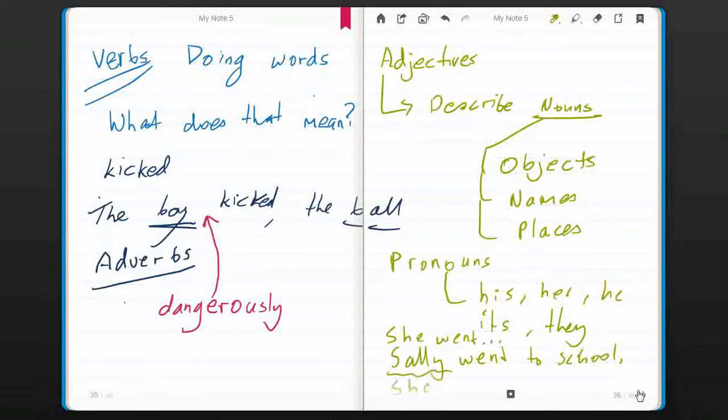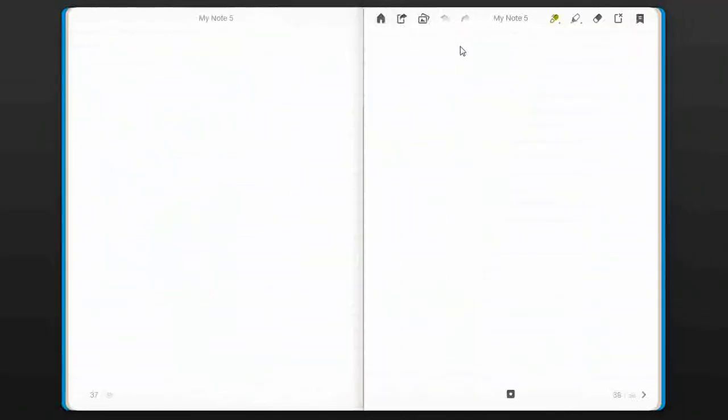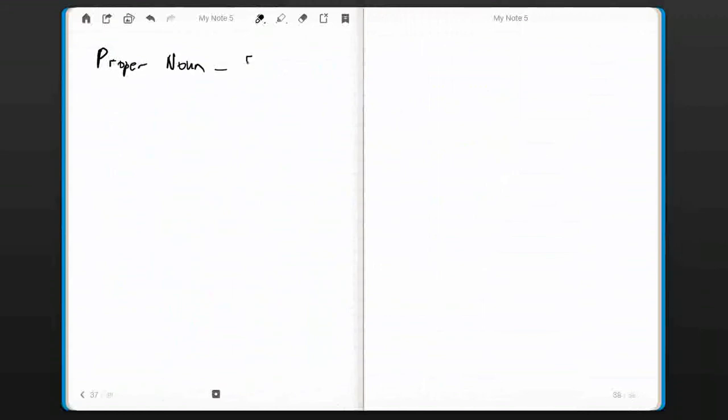The next thing is that there's another type of noun, and that is a proper noun. And we just saw an example of one just then, actually. And that was Sally. That's because Sally is a name. It's a name given to someone.